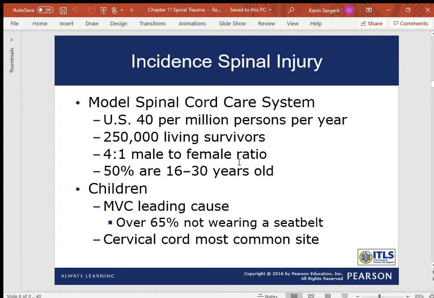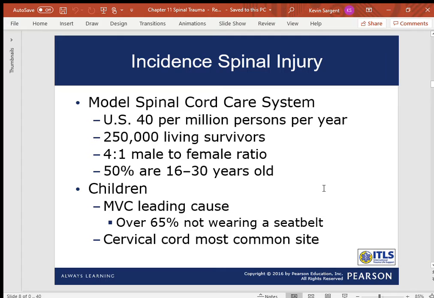So, model spinal cord care system, U.S. 40 per million persons per year, 250,000 living survivors, 4-to-1 male to female ratio, 50% are between 16 and 30 years old. Motor vehicle collisions are the leading cause, and over 65% of those injured were not wearing any type of seatbelt.